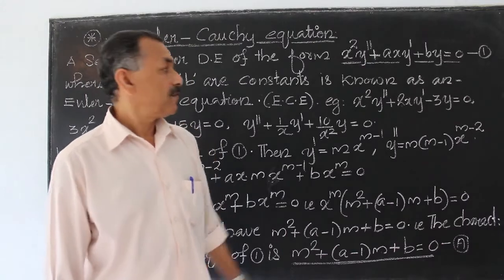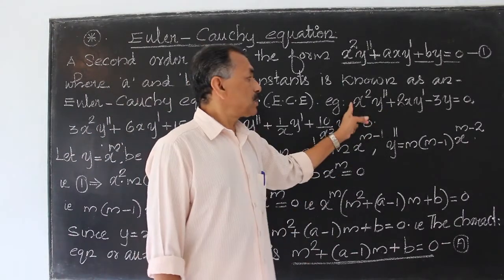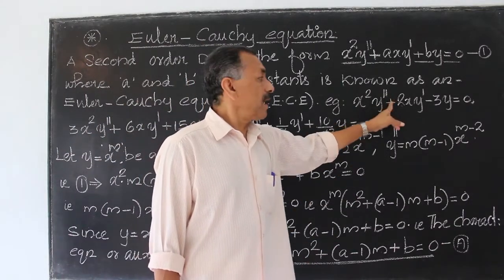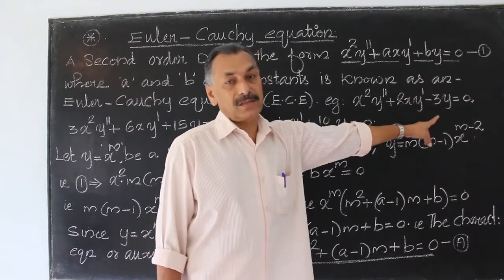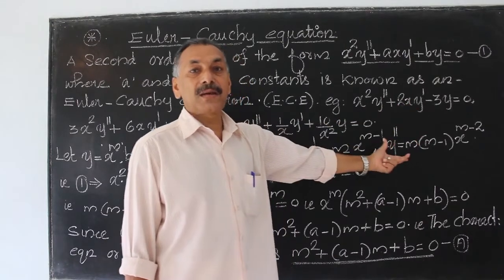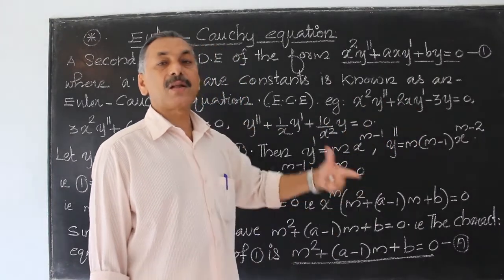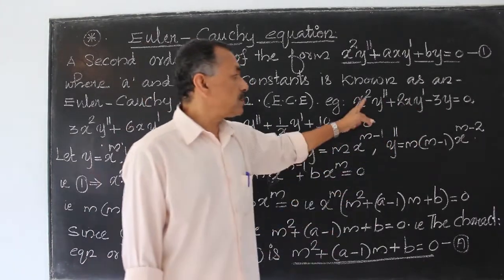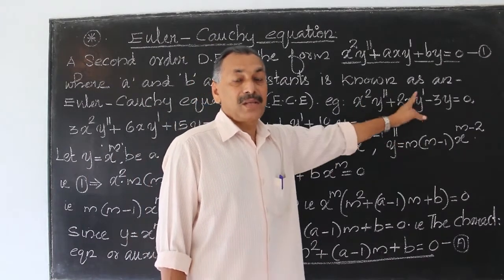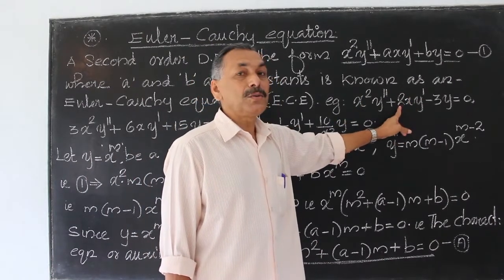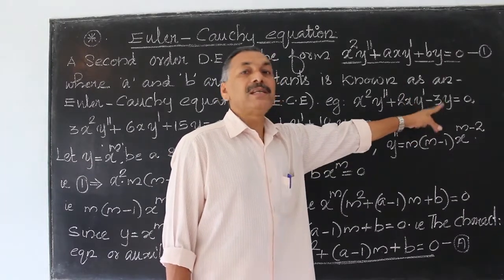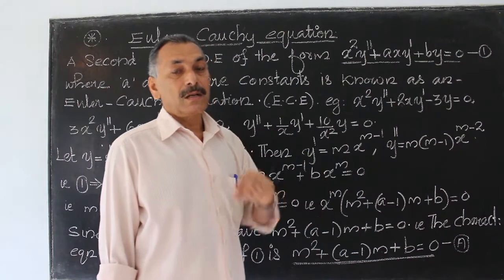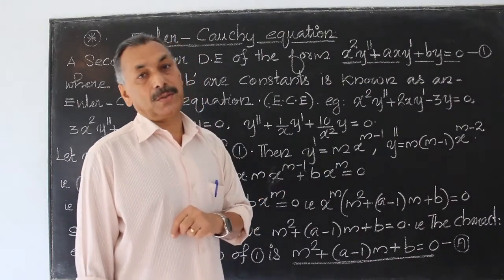For example, consider this equation: x square y2 dash plus 2x y dash minus 3y is equal to 0. What is the value of a? X square into y2 dash plus ax y dash, that means a is equal to 2. What about b? b is equal to minus 3. And what is the characteristic equation? The characteristic equation or auxiliary equation is m square plus (a minus 1) into m plus b. Here a is equal to 2, then 2 minus 1 is 1, so 1 into m, plus b, minus 3, is equal to 0. That is m square plus m minus 3 is equal to 0.